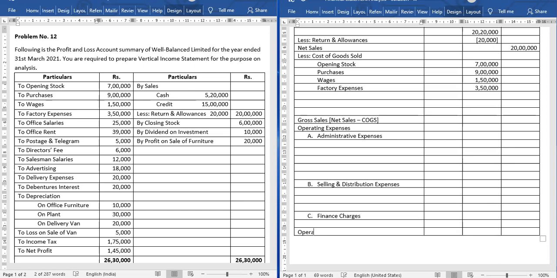The next is operating profit before interest. Then after this, less. See here, one interest is there, debenture interest. Then less debentures interest. Okay. Less debentures interest, we arrive at operating profit after interest.